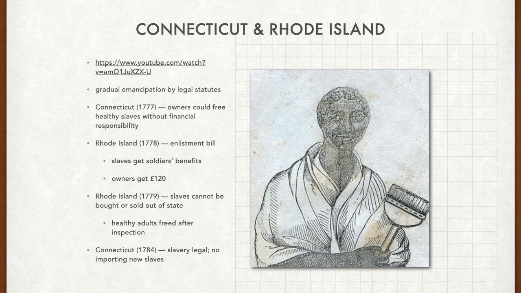Both the Connecticut and Rhode Island bills declared that children born to slaves after March 1st, 1784 would be free, but would serve their mother's master until they reach their majority, right? Means a certain age, right? For Connecticut, that's 25 years. For Rhode Island, it's about 18 years for women and 21 years for men.